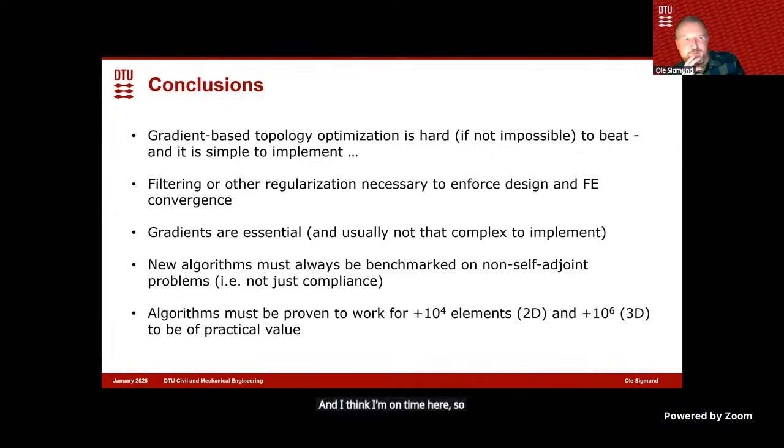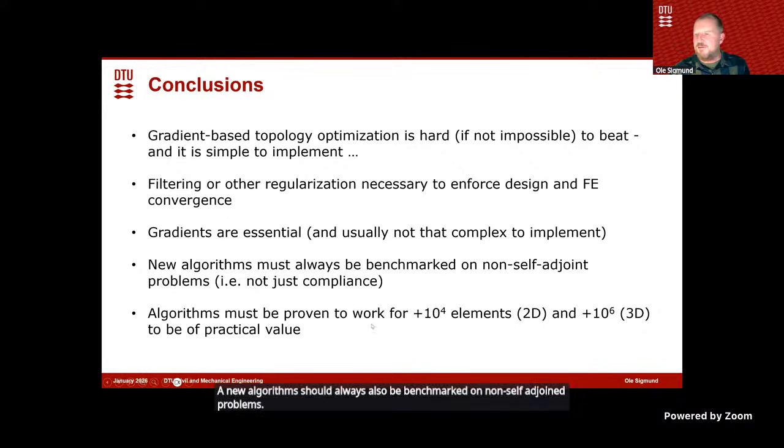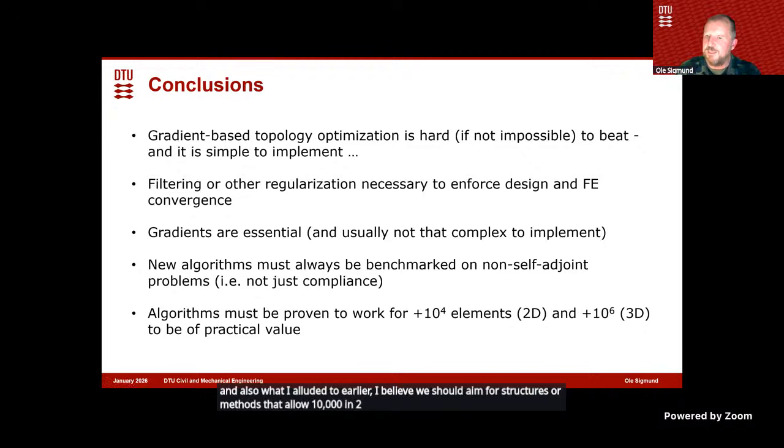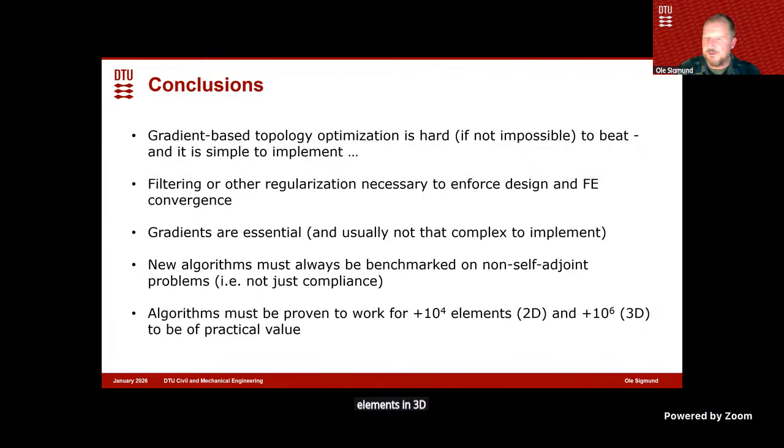So just a number of conclusions. I think gradient-based approaches are extremely efficient and hard to beat. We need filtering to regularize; I'll come back to that next tutorial. Gradients are essential, and they are not too bad to implement. New algorithms should always also be benchmarked on non-self-adjoint problems. And also, what I alluded to earlier, I believe we should aim for methods that allow 10,000 elements in 2D and 1 million elements in 3D. Otherwise, they are not practical for physical and industrial use.